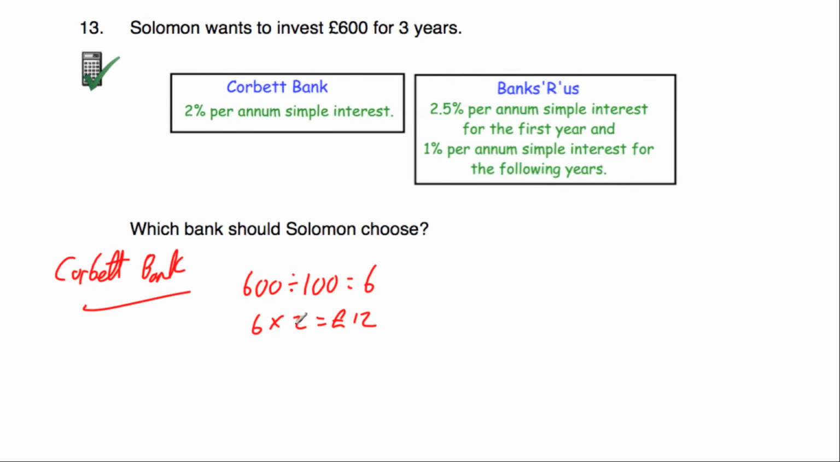And he invests for 3 years. So 12 multiplied by 3 is equal to £36. So if he invests with Corbett Bank, he'll earn £36 of interest, and his total investment at the end of 3 years would be £636.